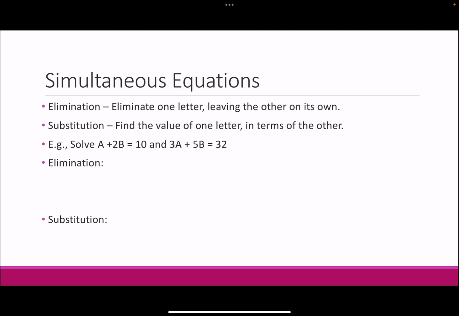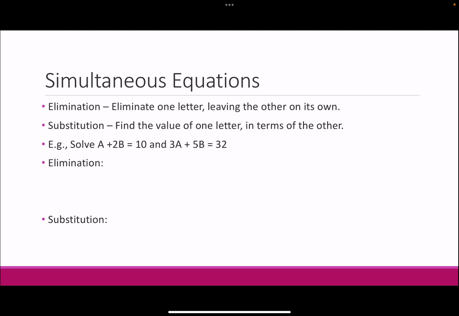3a and 3a are the same term. 2a and 3a are not. What you want to do is make the same term in each equation, then subtract the two equations from each other, cancel out that same term, and leave it in terms of a different letter. Substitution is finding the value of one letter in terms of the other in one equation, then substituting that value into the other equation, leaving one equation all in terms of one letter.